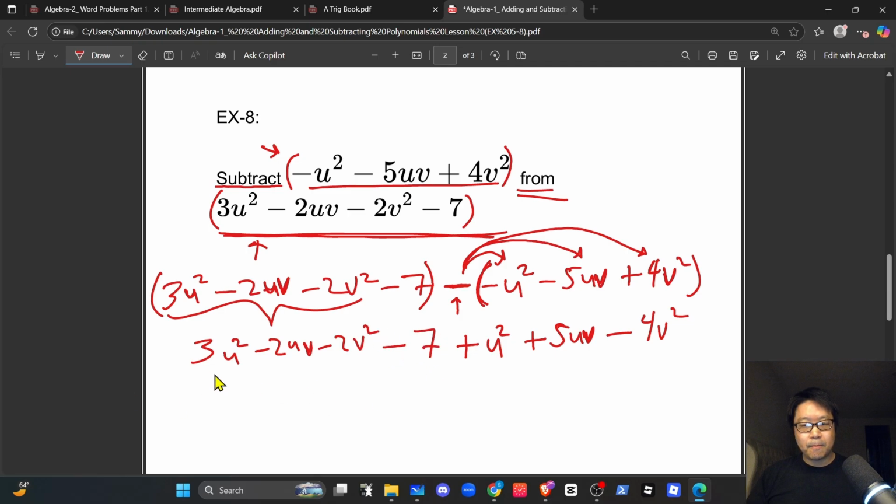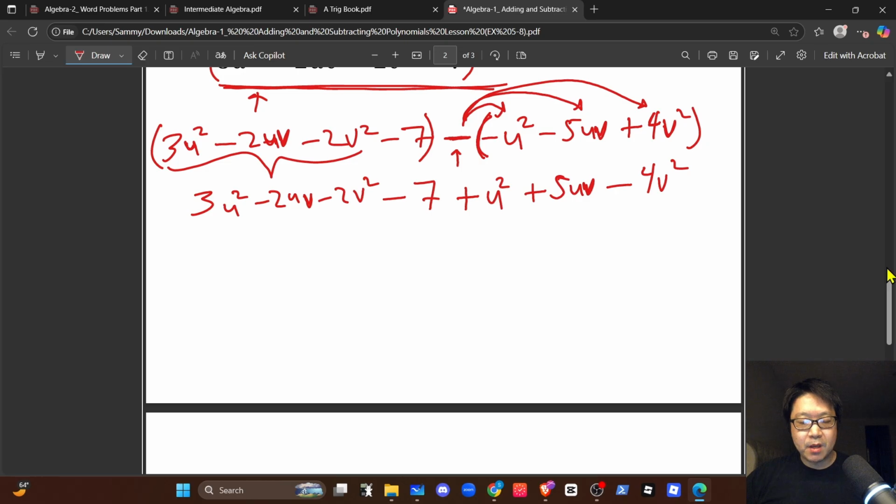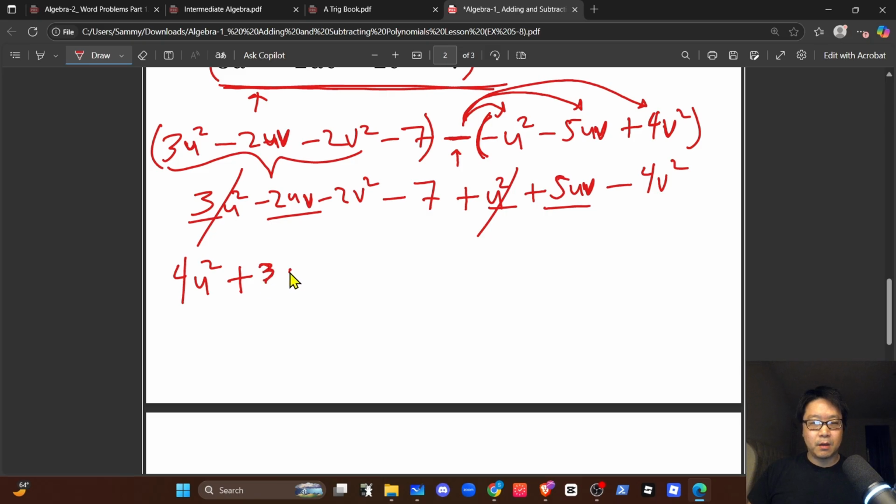Okay, and now, just like we've done before in our previous examples, we can combine like terms. So 3u squared, does this have a partner? Yes, it does. Both of them share a variable with an exponent. So 3 plus 1, that's going to give us 4u squared. We can cross those off. Negative 2uv, this has a like term with 5uv. So negative 2 and positive 5 is going to be positive 3uv. So we can cross those off.